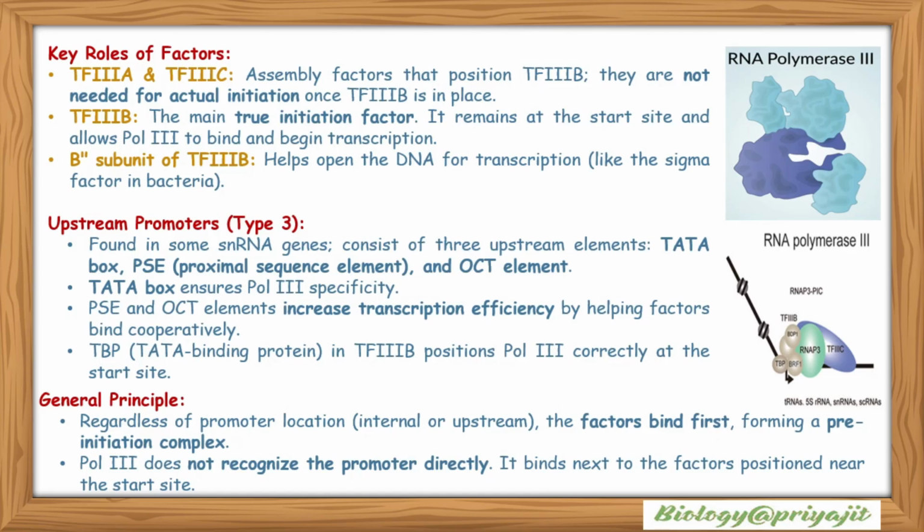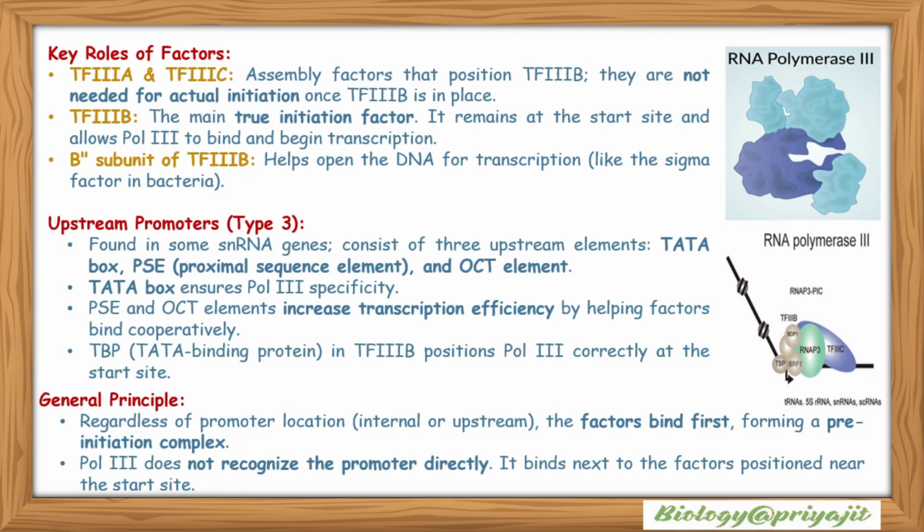They are not needed for actual initiation once TFIIIB is in proper position. TFIIIB, the main true initiation factor, remains at the start site and allows polymerase III to bind and begin the transcription process. The beta prime subunit of TFIIIB helps open the DNA for transcription, like the sigma factor in bacteria.